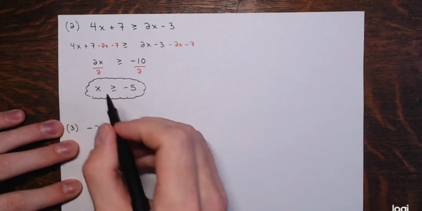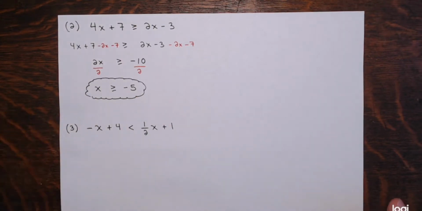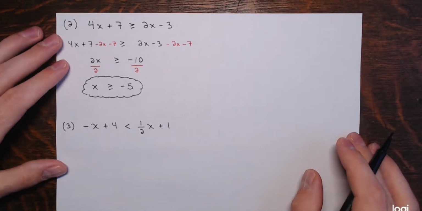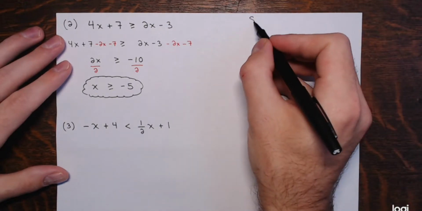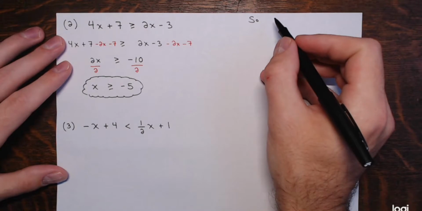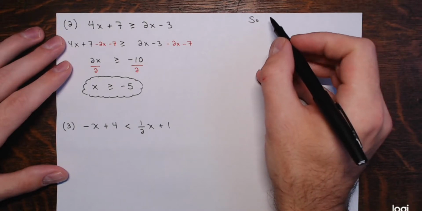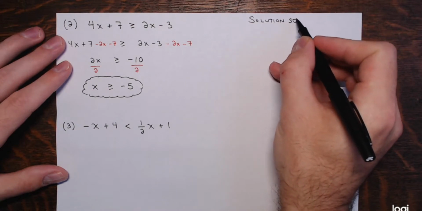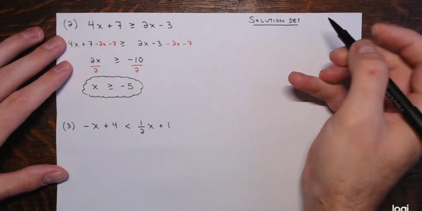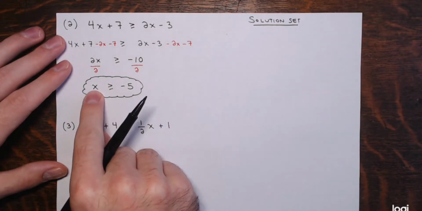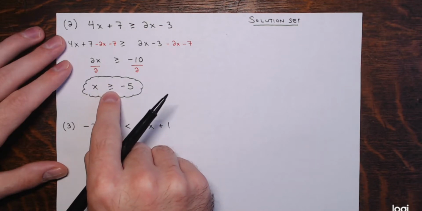Now, I'm going to do the same thing for every single one of these. I'm going to describe the solution set in words, in a picture, in set builder notation, and in interval notation. The final thing will be what they actually want. So the solution set here, in words: x can be any real number greater than or equal to -5.